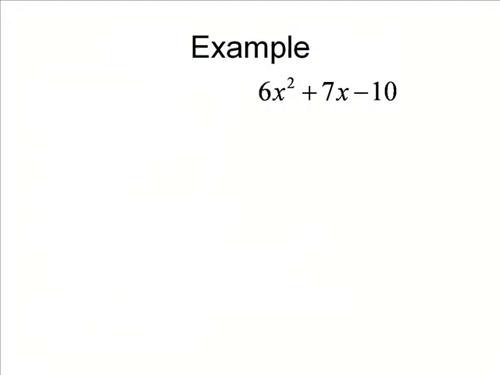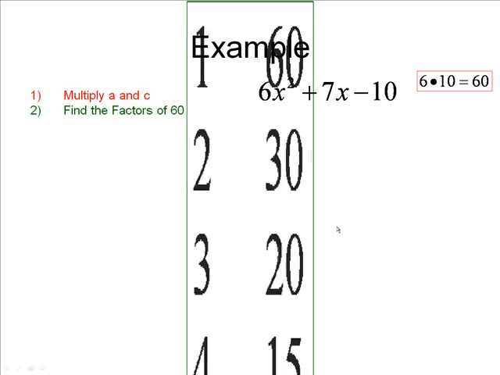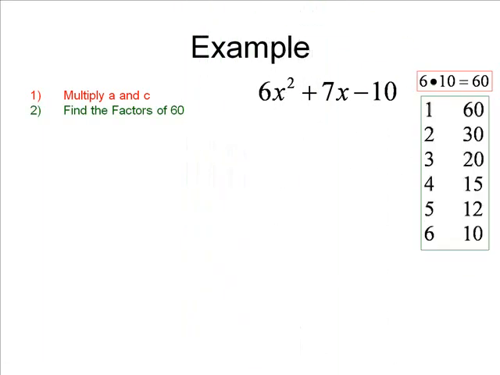For example, let's use 6x squared plus 7x minus 10. Multiply the A and the C. In this case, 6 times 10 is 60. Notice I don't care what the sign is. 6 times 10 is 60. Find the factors of 60. That is the only number we need to find a factor of.